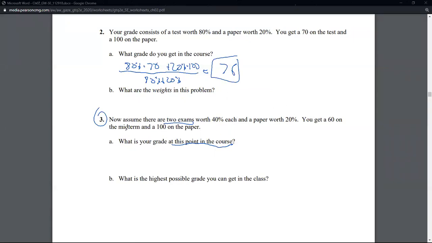So the 60 on the midterm is not 2 tests, it's just one of them.